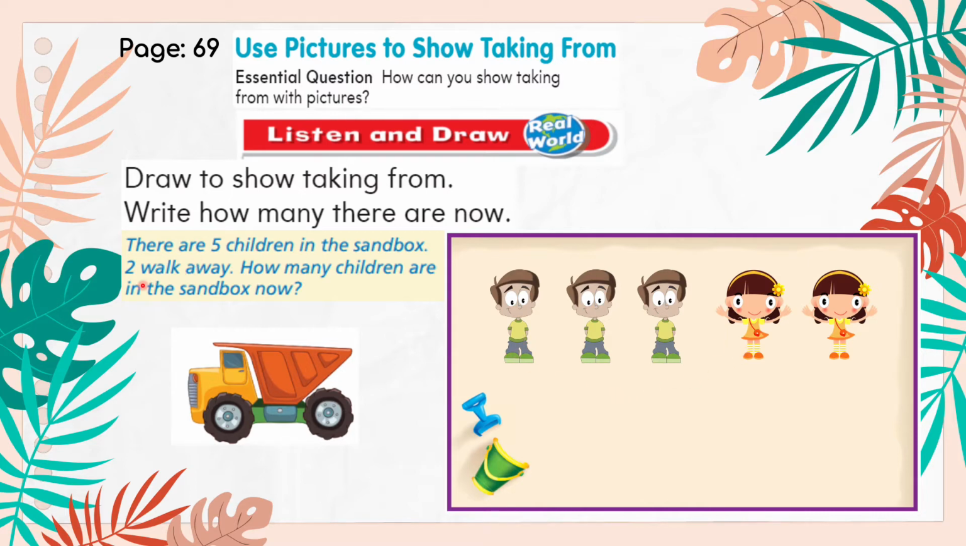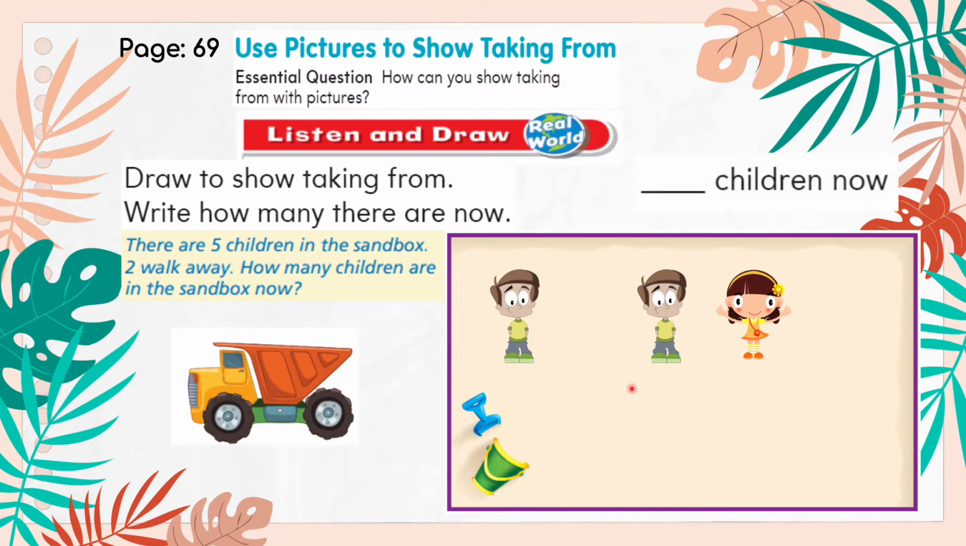The next part of the question says 2 walk away. So it means out of these 5 children, 2 of them are going to go somewhere. So 1 and 2. Now 2 of them have walked away. What you have to do next is count how many children are there in the sandbox now. So we are going to count them together. It's 1, 2, 3. We have 3 children now. Alright.